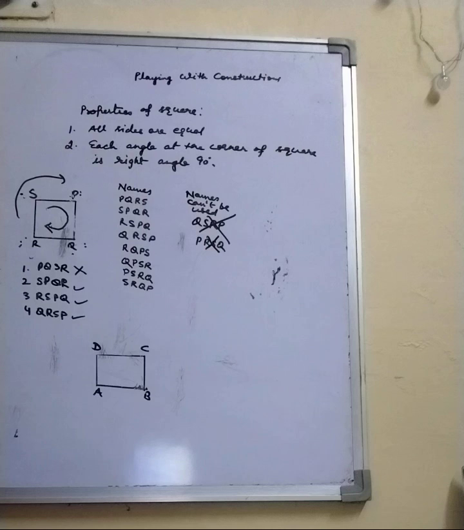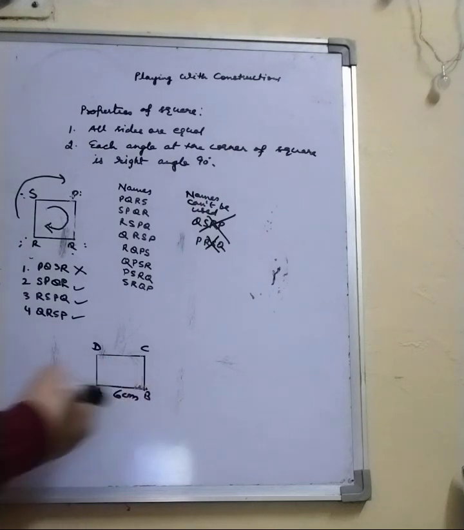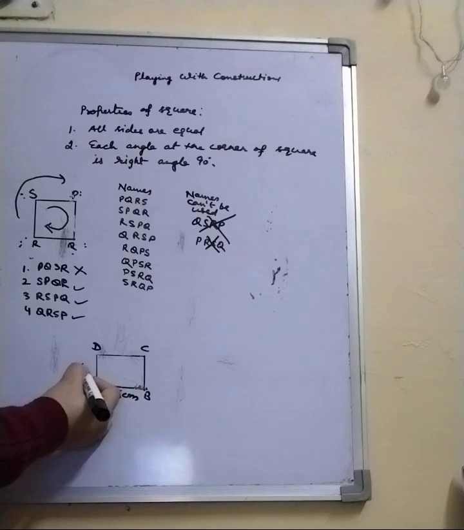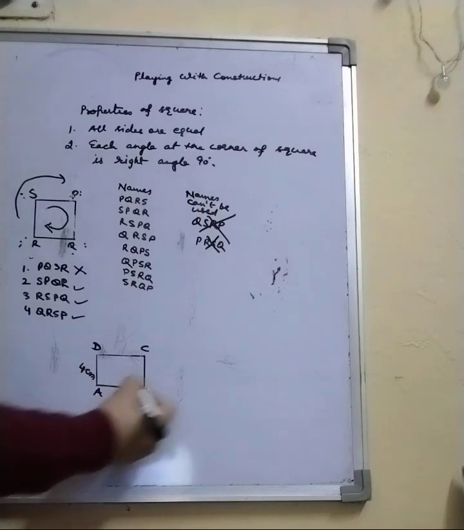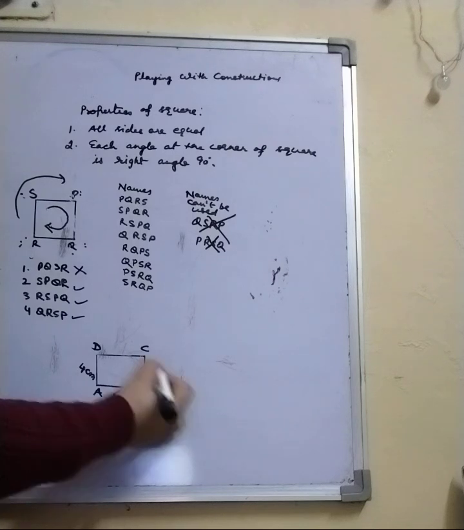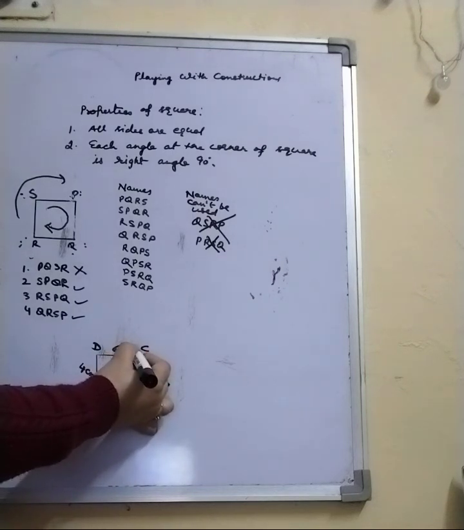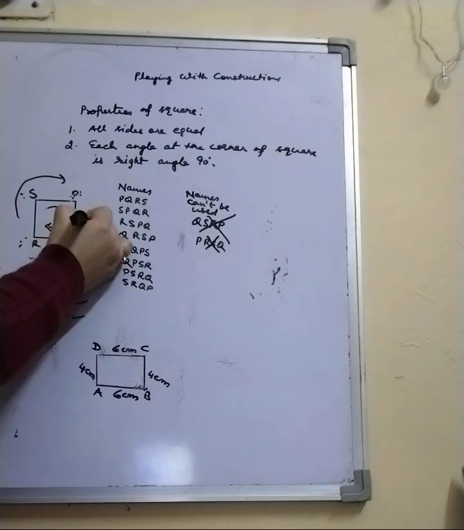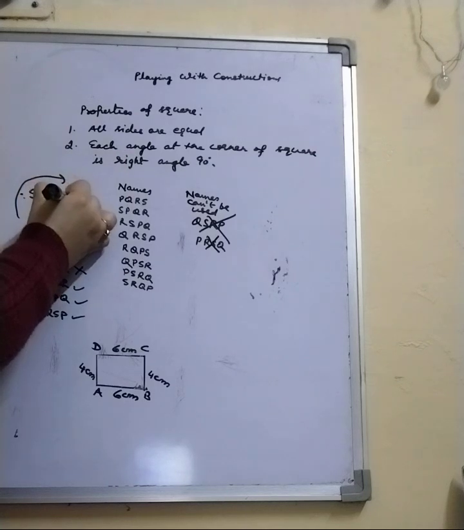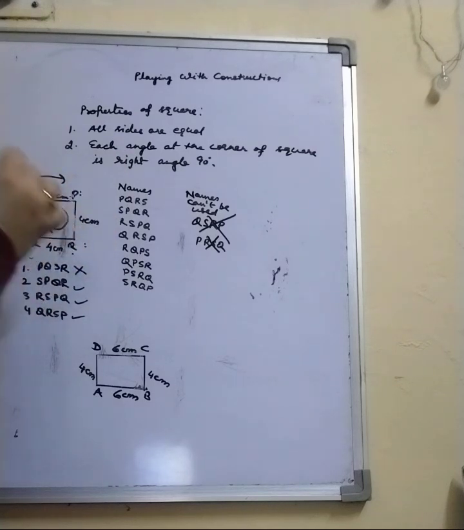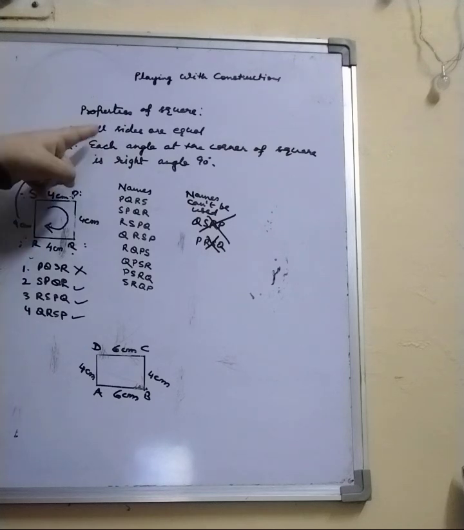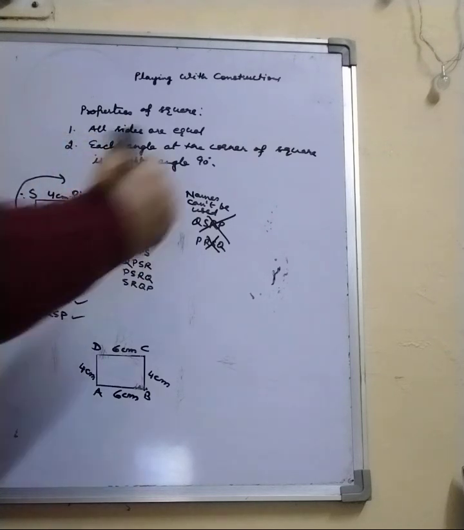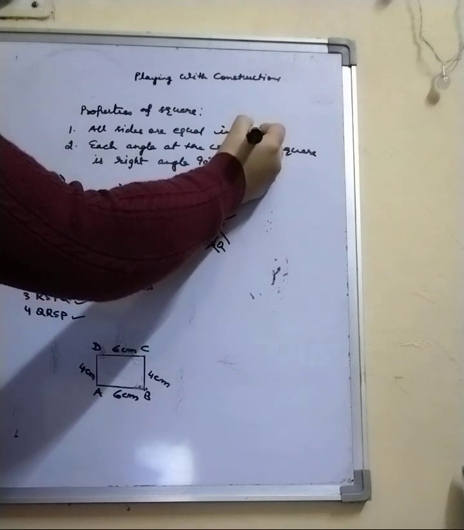This is different from a square. How is it different from a square? You can see that I have drawn AB to be 6 centimeter and AD to be 4 centimeter, BC to be 4 centimeter and CD is 6 centimeter. In the square I had drawn 4 centimeter, 4 centimeter, 4 centimeter and 4 centimeter. So we have studied that all sides are equal in a square.